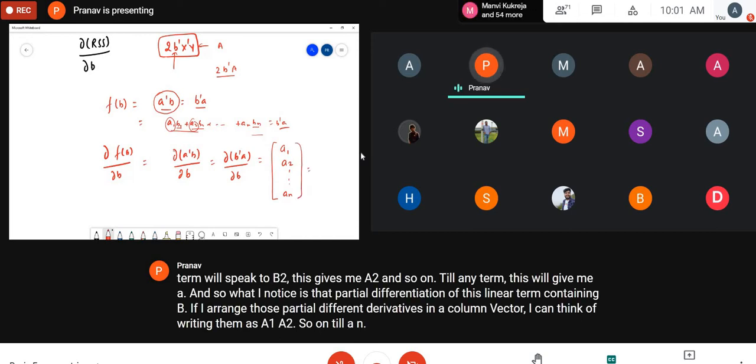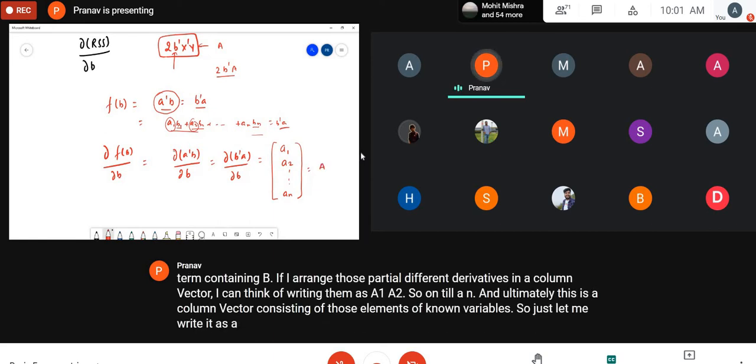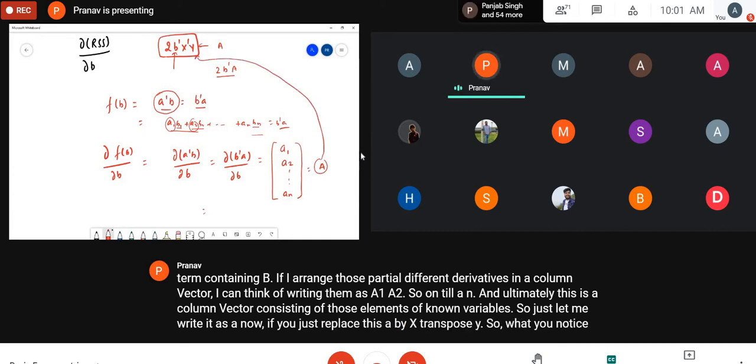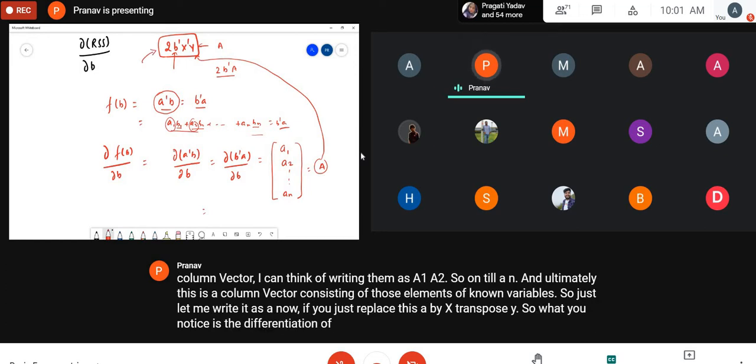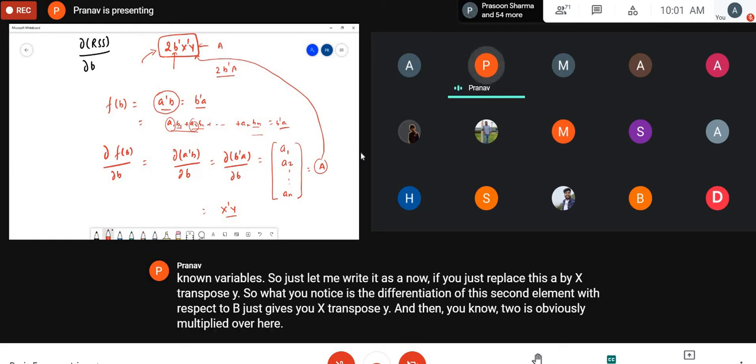Ultimately, this is a column vector consisting of elements of known variables. So just let me write it as a. Now, if you replace this a by x transpose y, what you notice is that differentiation of this second element with respect to b just gives you x transpose y. And then 2 is obviously multiplied over here. So the differentiation of this term will be 2 times x transpose y.